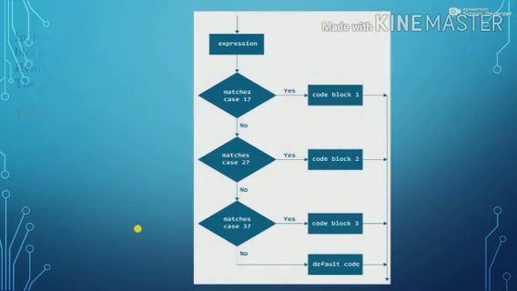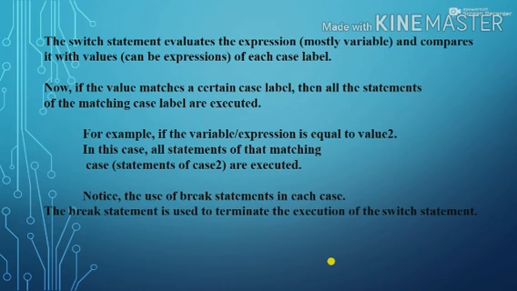This is the flow diagram of the switch statement. This is the expression. Expression is nothing but a condition. If case 1 is satisfied, it will follow the code 1 block. If it is not satisfied, it will go to check case 2. If it is satisfied, it will execute the case 2 block. If it is not satisfied, again it goes to case 3. So it will move on simultaneously. If none of these is satisfied, it will come to default. In this way the switch statement works.